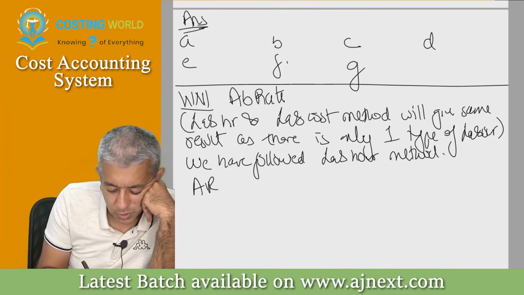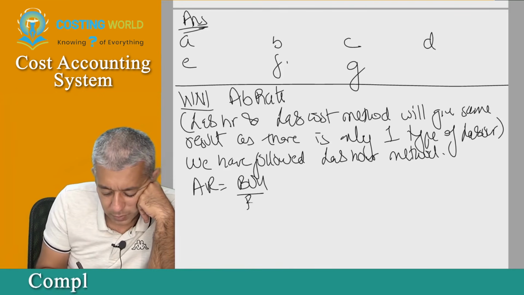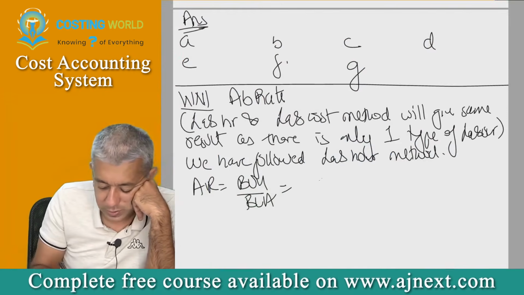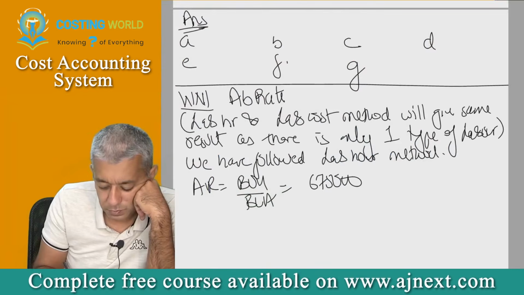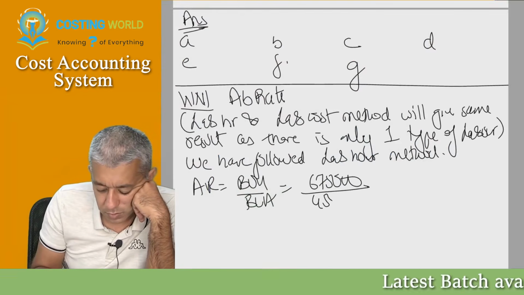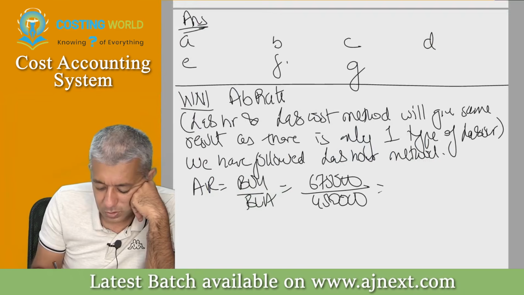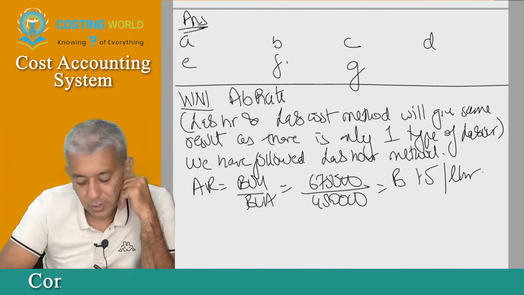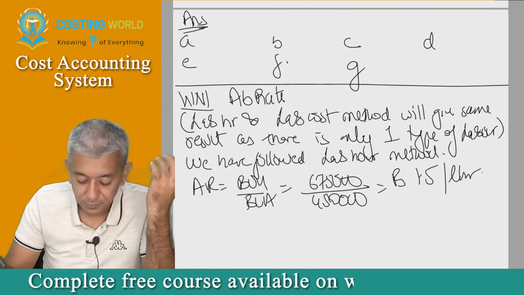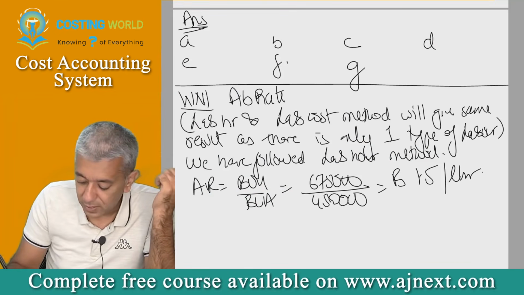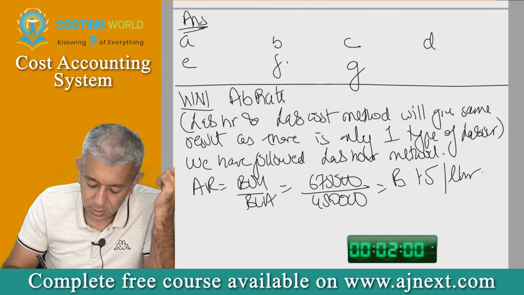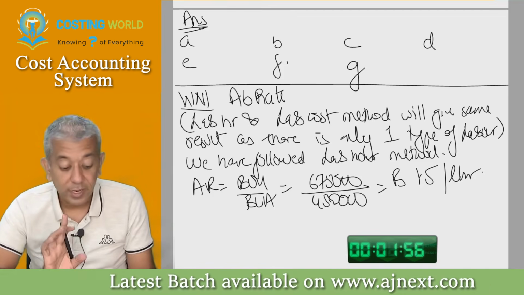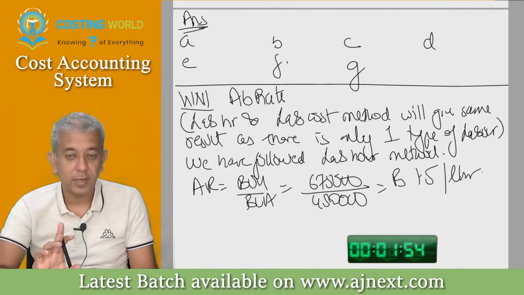So absorption rate is equal to BOH divided by BLH. We thought for this year our overheads are going to be 6,75,000. We thought workers will be working for 4,50,000 hours. Absorption rate is 1.5 per labor hour. As requested, I am giving 2 minutes for those people who have not got the answer. Do remember, this is the overhead rate. Absorption rate is the overhead rate.